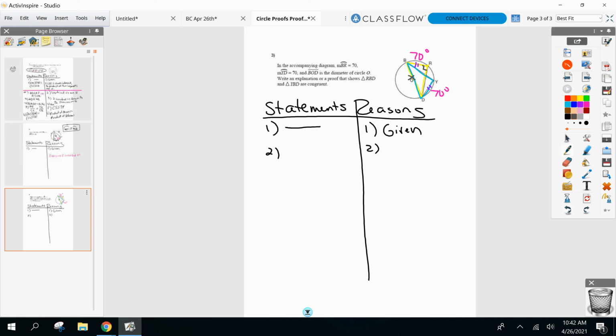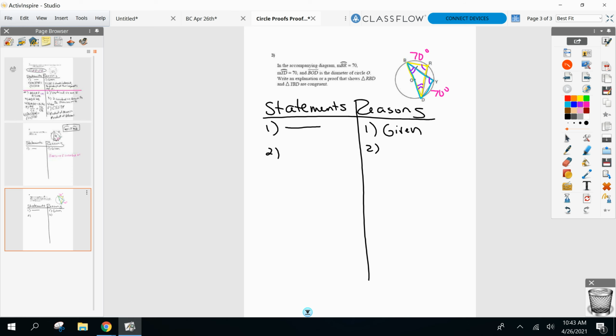Other ways I could have done it. Here you go, I'll do my best to go over every method. Instead of saying angle R and angle Y are right angles, you could just say that they're congruent because they're two inscribed angles drawn to the same arc. So without mentioning the right angles, you could just say they were congruent. Perfect. You could also say angle BDR is congruent to angle DBY, congruent arcs imply congruent inscribed angles.